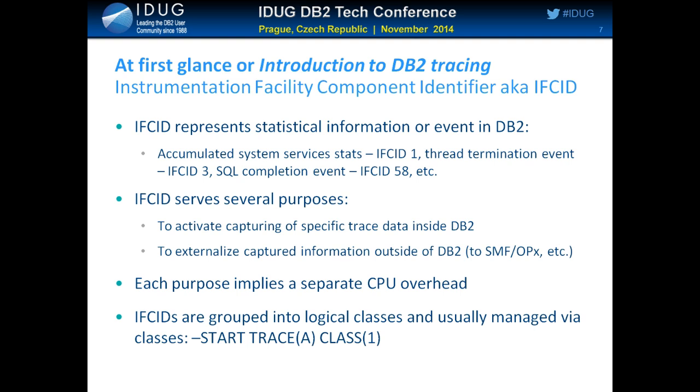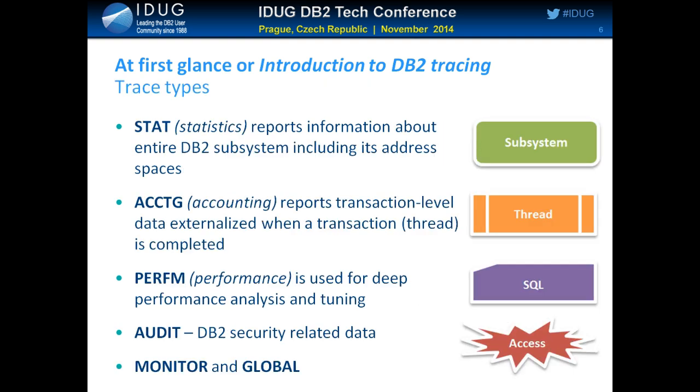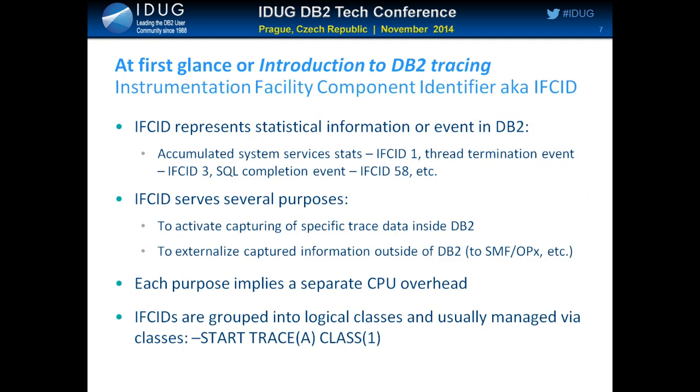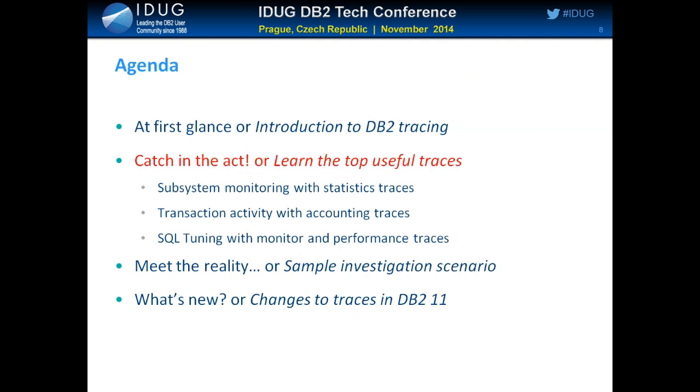So, for example, on the previous command, you might say, I just want to see the traces for a specific authID. You would still pay the price for capturing that, but fewer records will be written out. And another thing about the classes: there are classes within each of the trace types, and they usually serve some specific purpose, just a set of IFCIDs under one class. Okay. And that's overall the introduction.